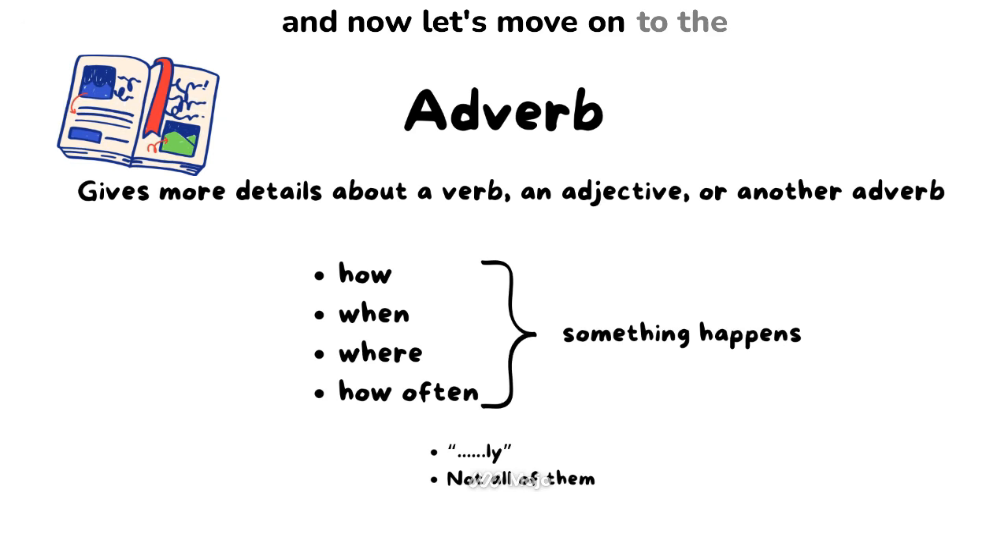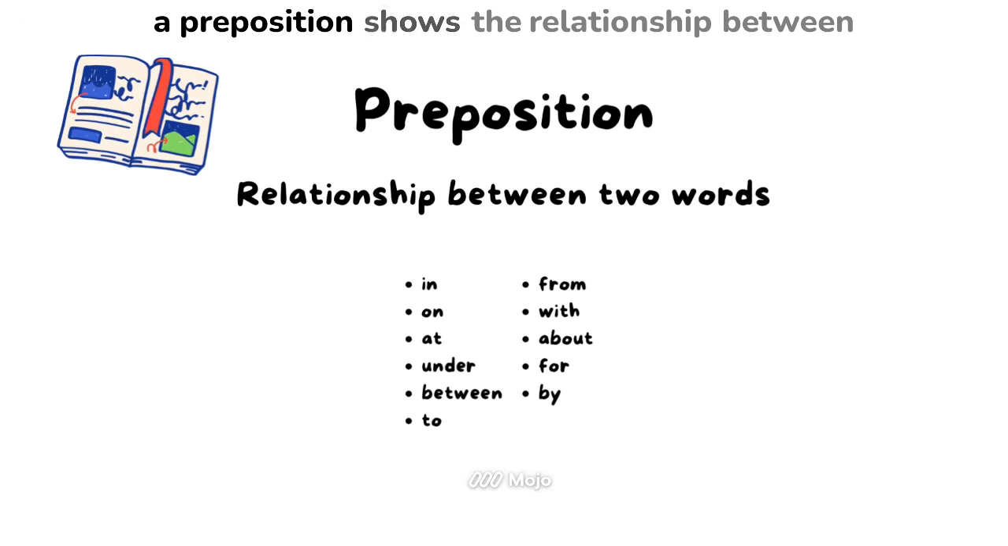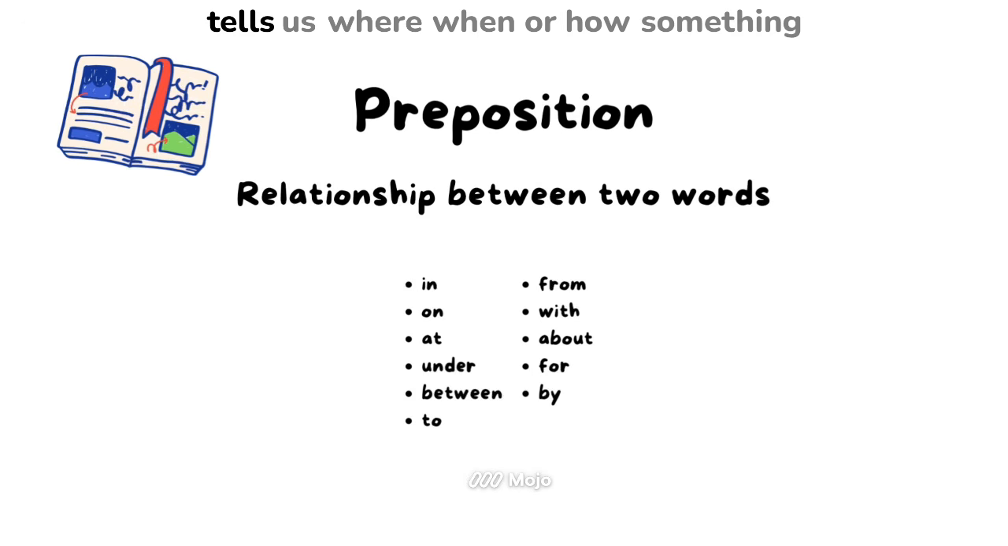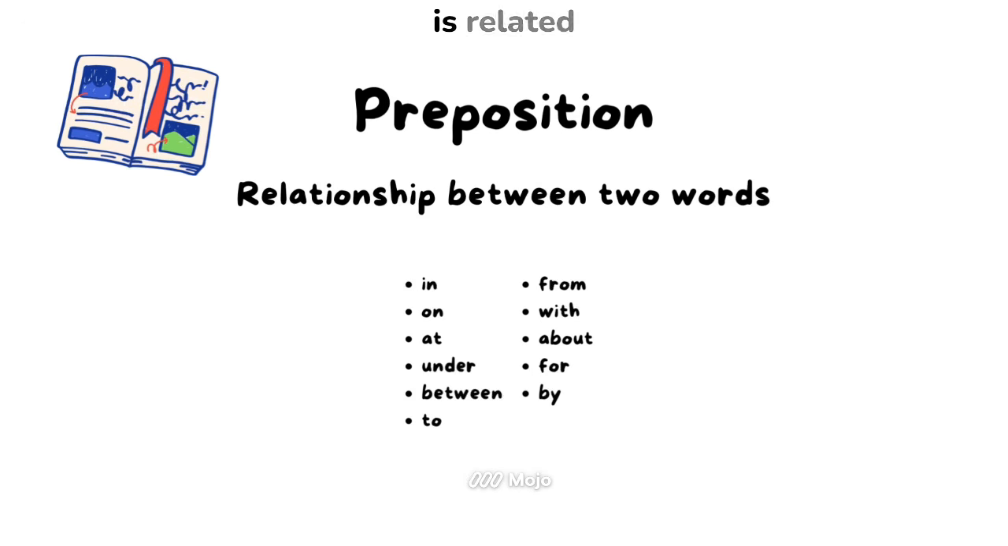And now, let's move on to the prepositions. A preposition shows the relationship between two words in a sentence. It usually tells us where, when, or how something is related. Example, the book is on the table. On shows a place. She was born in March. In shows time. They walked through the park. Through shows direction. Common prepositions include in, on, at, under, between, to, from, with, about, for, and by.